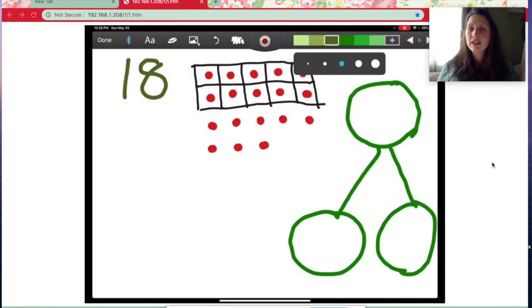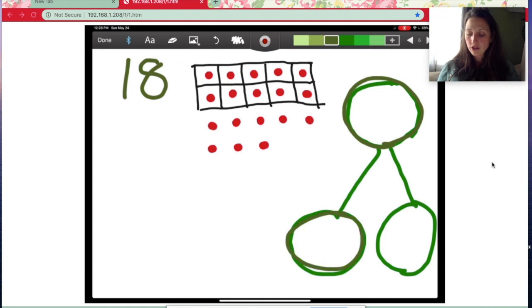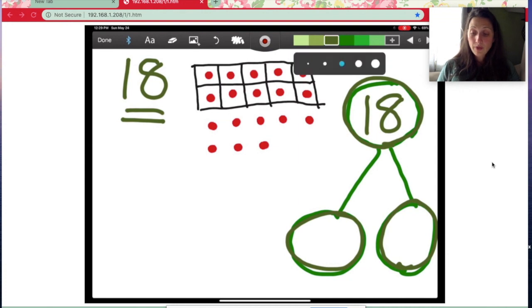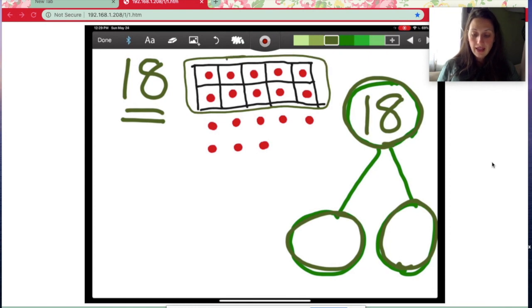Okay, now let's fill in our number bond. We're going to fill it in with the parts and the whole number. This is our whole, and these are our 2 parts. What is the whole number today? The whole number today is the number 18. And I just made 2 parts. Here's one part of my counters. And here's another part of my counters.